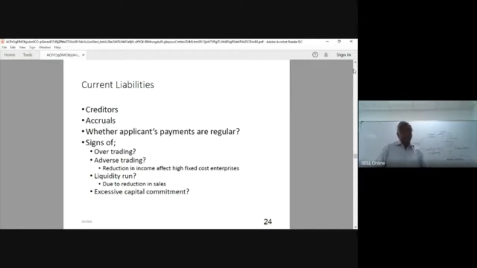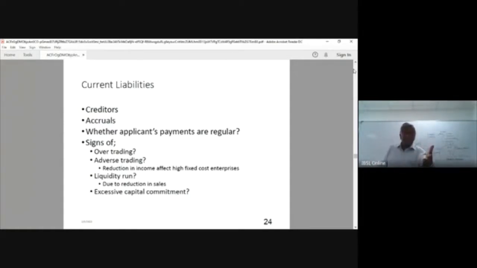Short of working capital. Then similarly, adverse trading. What will happen? Now the company is running, but sales dropped. When the sales drop, their income will drop, leading to cash shortage. So that also will lead to a liquidity crisis. Earlier, overtrading led to a liquidity crisis. Now sales dropped, a reduction in income after high fixed cost enterprises. That will lead to a liquidity problem. We call it adverse trading.